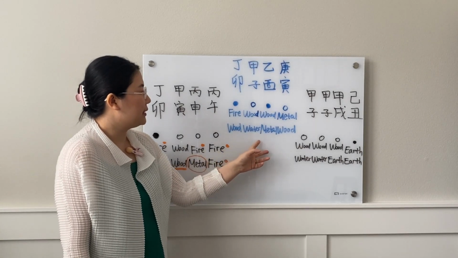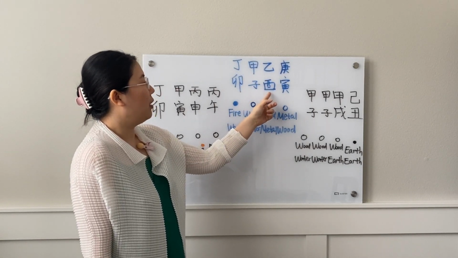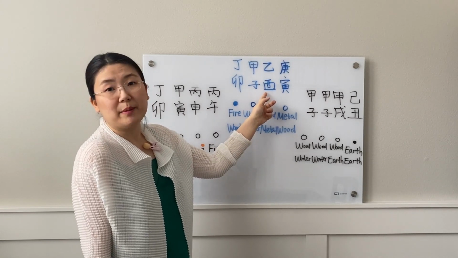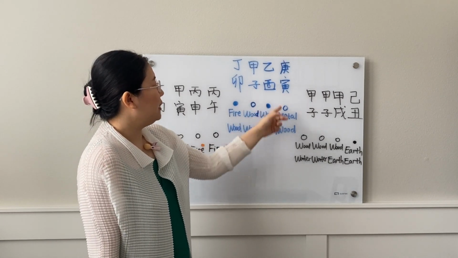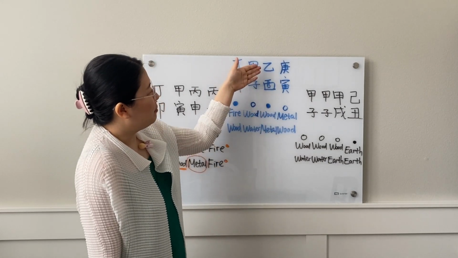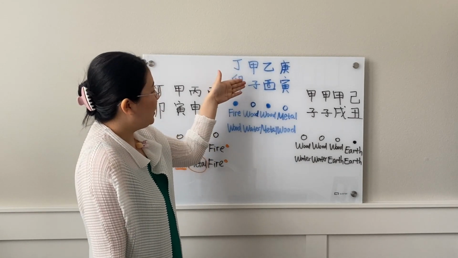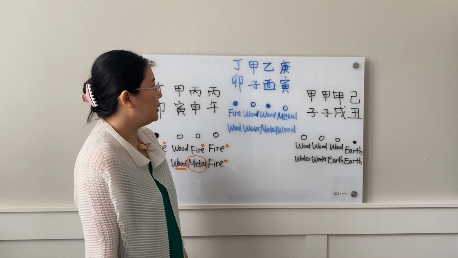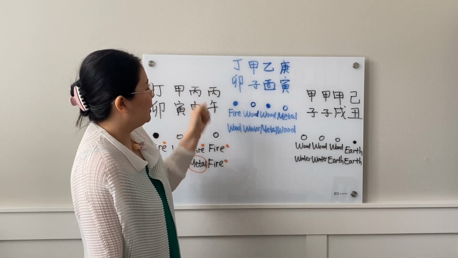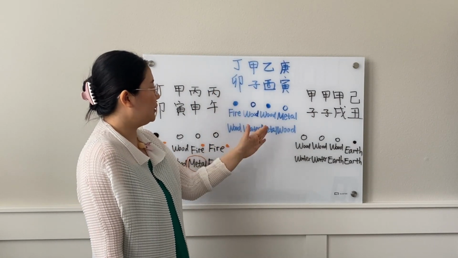Moving on to the second example, this is a young wood person born in Yao, which is September. So the yearly pillar is a yang metal and the yang wood, and the monthly pillar is a yin wood and yin metal. The daily pillar is a yang wood and yang water, and the hourly pillar is a yin fire and yin wood.